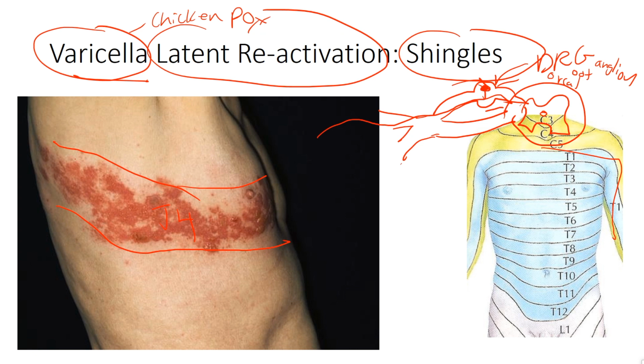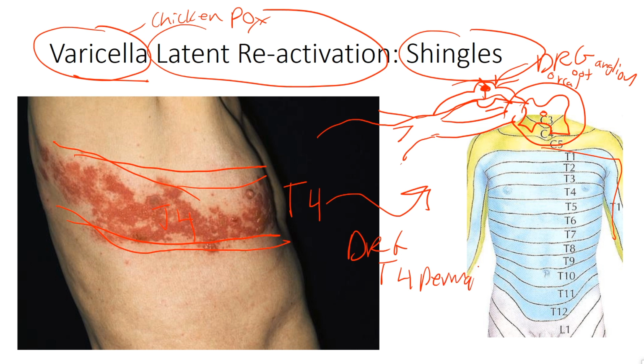If it occurs here in the body, it just hangs out at that dermatome. So whatever dermatome this is, T4 dermatome. And so where did I say? The dorsal root ganglion of the T4 dermatome. That is where this guy was hanging out. Okay, where did he remain latent, meaning chilling out? Latent means chilling out. Where is he hanging out and waiting to be reactivated?